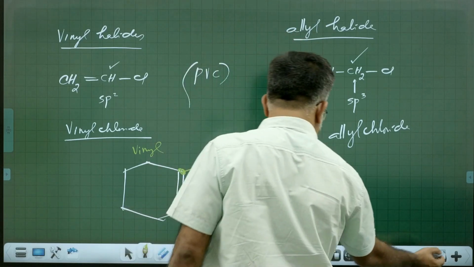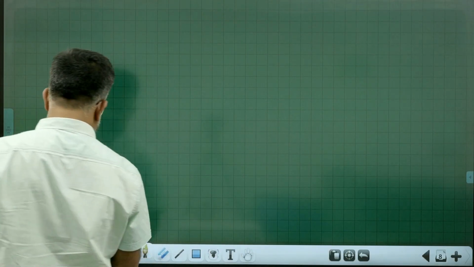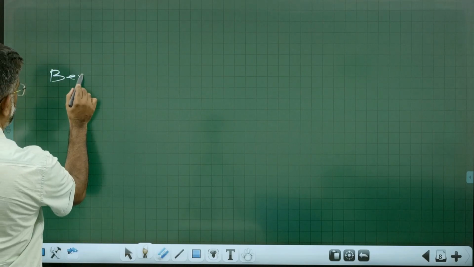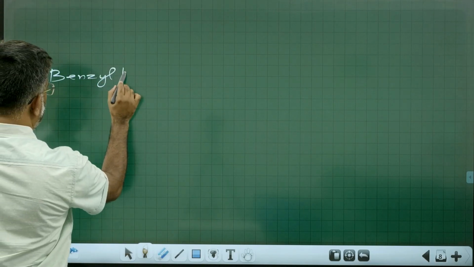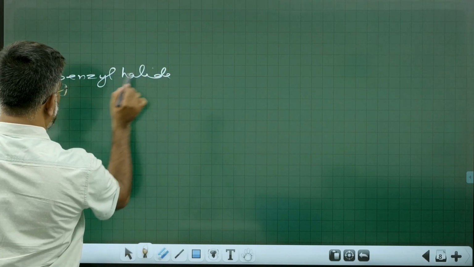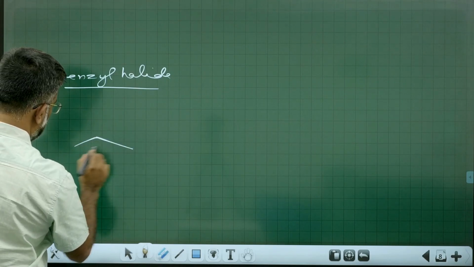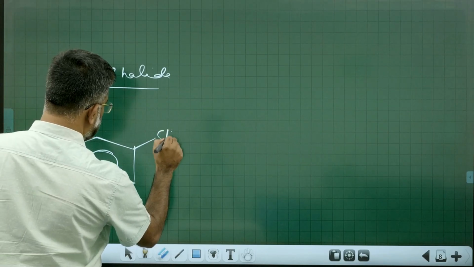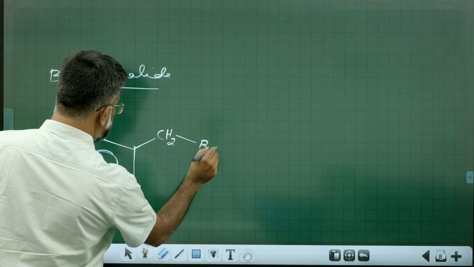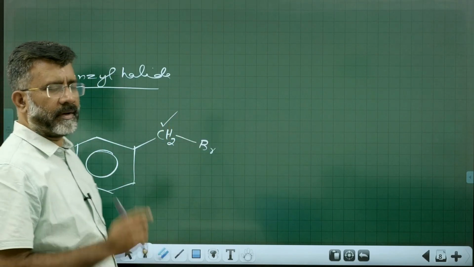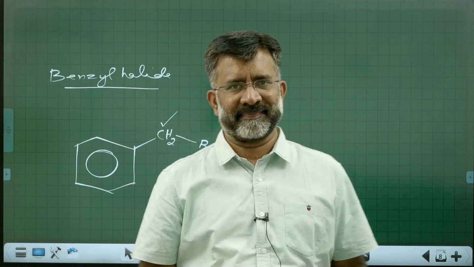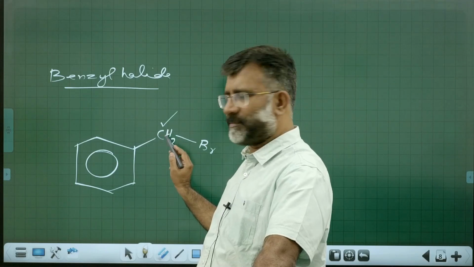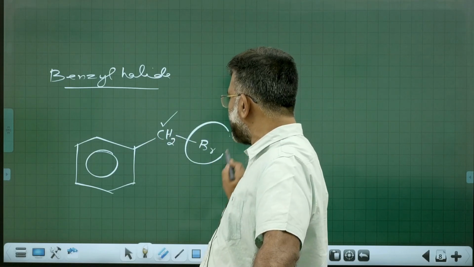Another very important class of compound is benzyl halide. What is a benzyl halide? This is benzyl halide. This is the benzene compound, and this carbon is called the benzyl carbon. The carbon connected to the benzene ring is called a benzyl carbon, and a benzyl carbon carrying a halogen is called a benzyl halide.